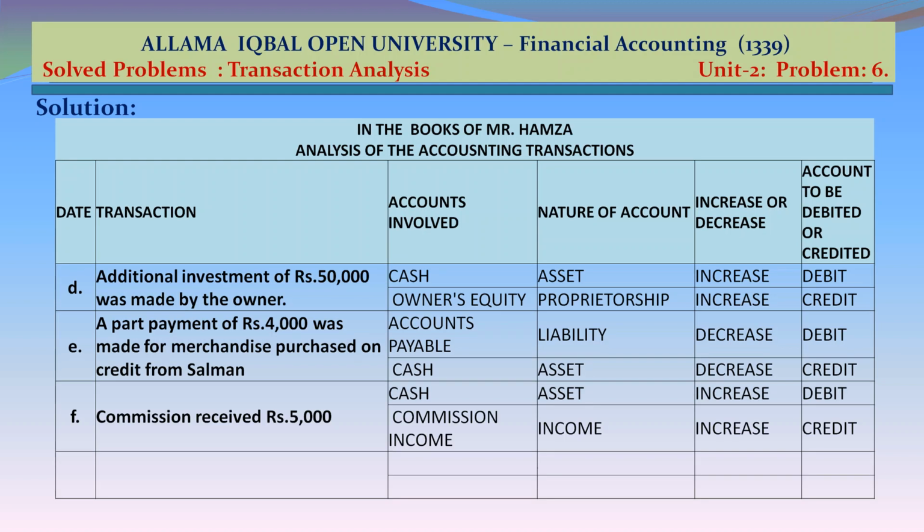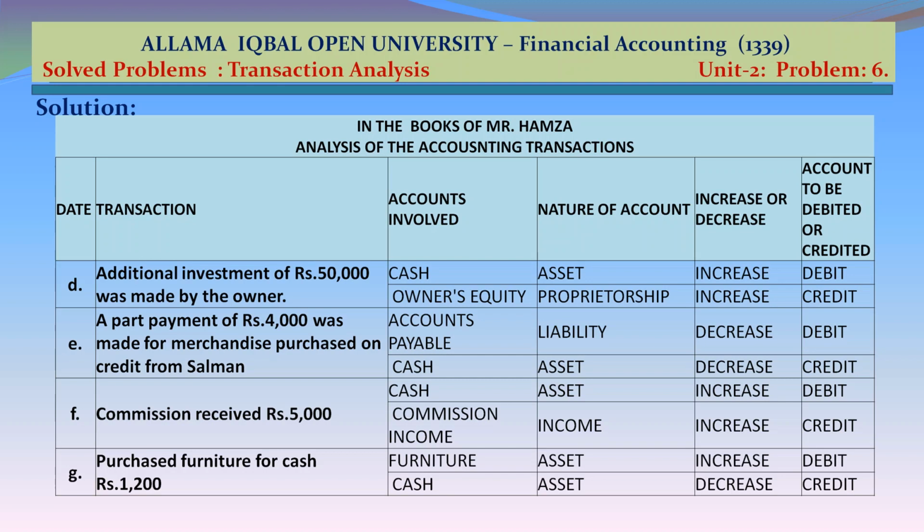F. Commission received 5,000. Accounts involved are cash and commission income. Cash is asset account, commission income is income account. Asset account will increase, income account also will increase. Debit cash, credit commission income.